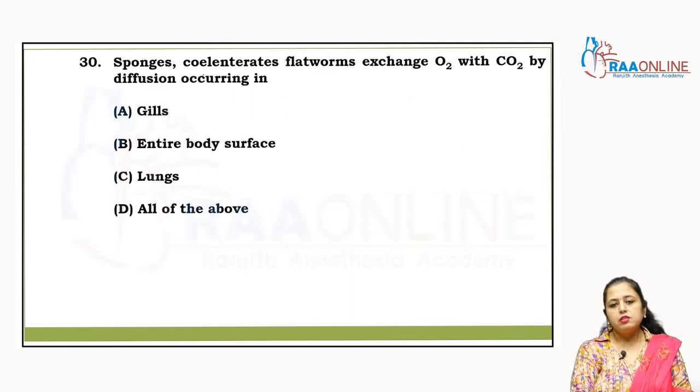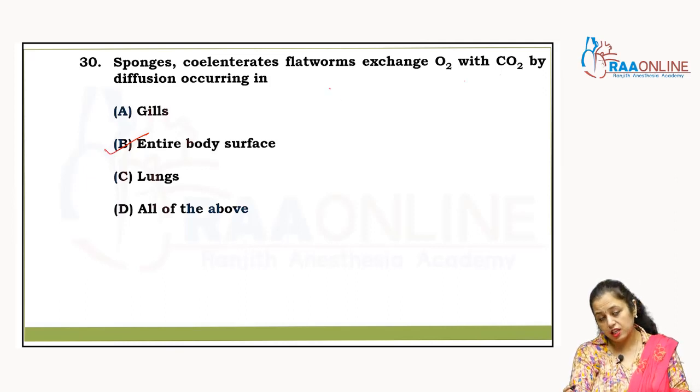30th: sponges, coelenterates and flatworms exchange the oxygen with carbon dioxide by diffusing in through entire body surfaces. This is the line of NCERT in the respiratory organ. Clear? So the answer is B.